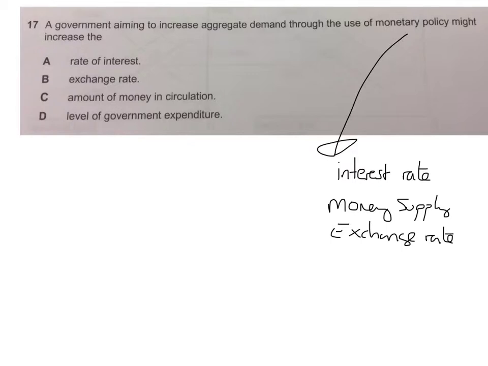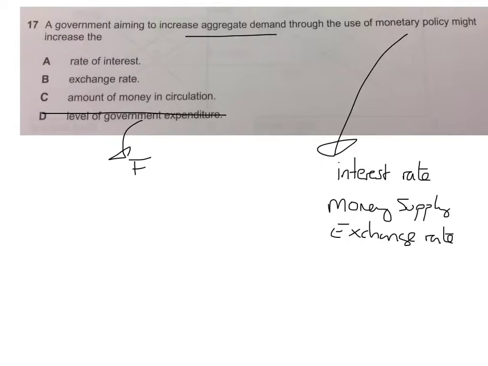Now, a government aiming to increase aggregate demand, so we've got to pick one of these which will increase aggregate demand. So we know it can't be D, because D is to do with fiscal policy, so it can't be that. Now the next three would all make sense for being monetary policy, but which one's going to increase aggregate demand?